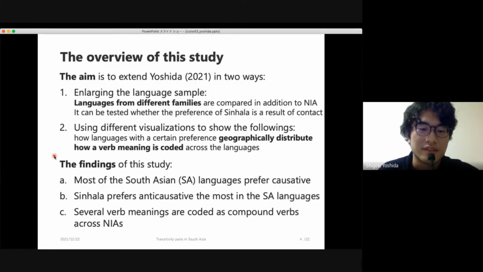The findings of this study are the following. First, most of the South Asian languages prefer causative to anticausative, so it's similar to Indo-Aryan languages. Second, Sinhala prefers anticausative the most in the South Asian languages. And lastly, similar verb meanings are coded as similar compound verbs across New Indian languages.